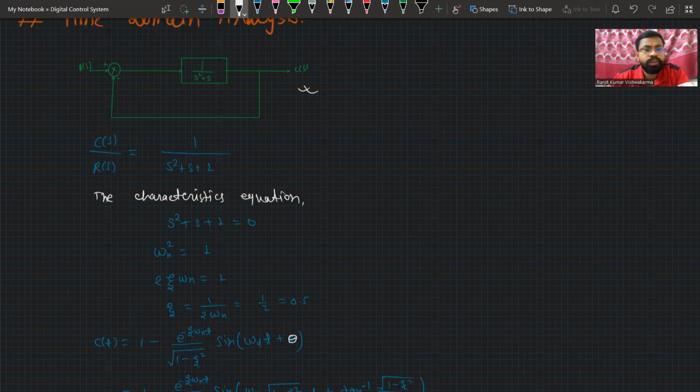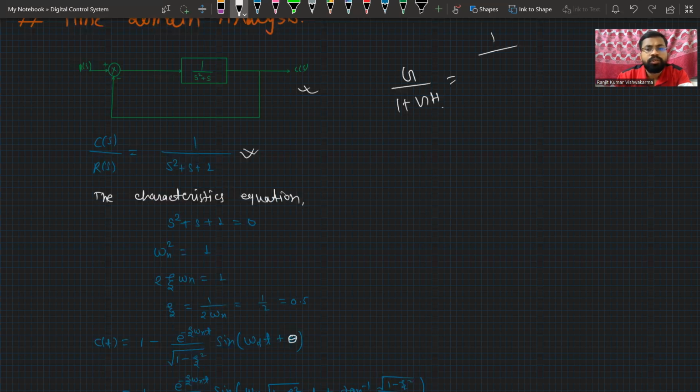First of all, I have taken an example: this is the error detector, this is gain 1 divided by s square plus s, and the output is given by a unity feedback system. So this one is the transfer function. You can easily calculate this transfer function as G divided by 1 plus GH. Here G is 1 divided by s square plus s and H is unity feedback, that is 1.